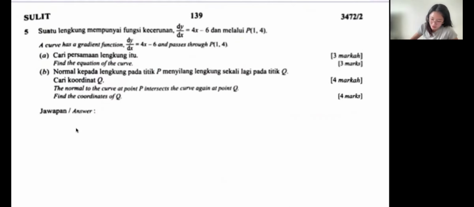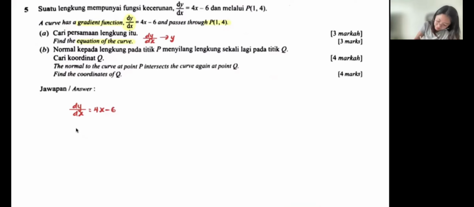Question 5, we have dy/dx, the gradient function. Every time you see the words gradient function, gradient of tangent, gradient of the curve, they are referring to the same thing, which is dy/dx. So dy/dx is the gradient of the tangent. Here it passes through P(1, 4). Then they want you to find back the equation of the curve. An equation starts with y, so you have to get dy/dx back to y. To do that, you have to integrate.